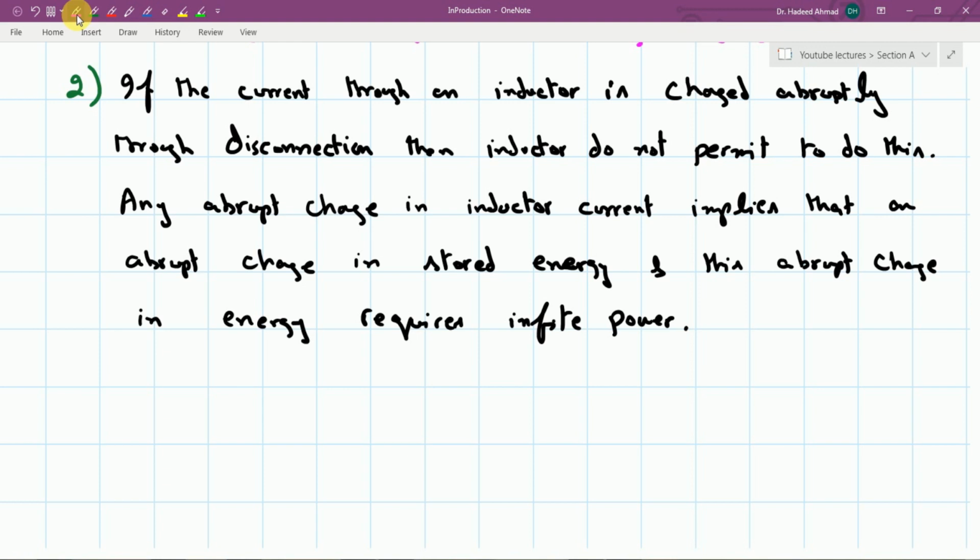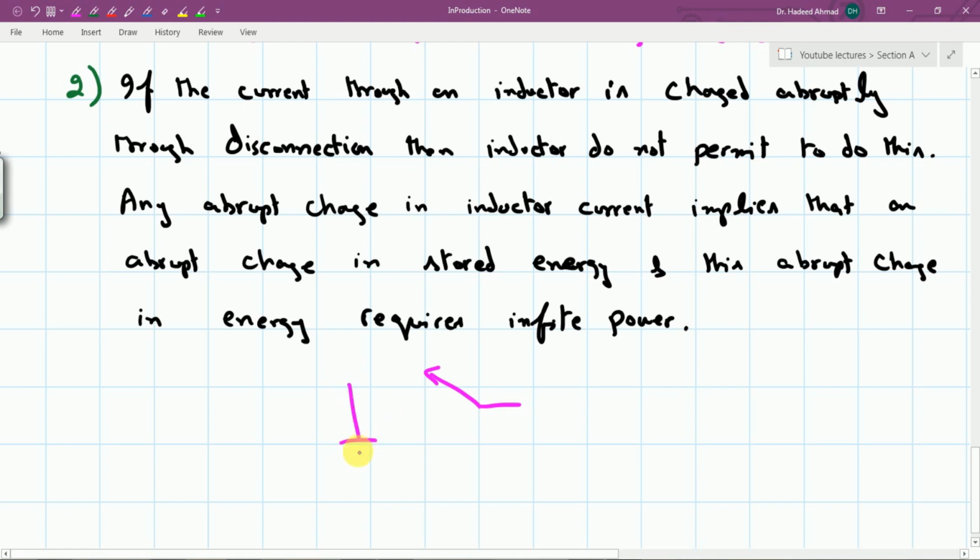For example, in a DC to DC converter, in order to prevent this phenomenon from happening, the pole of a switch is always connected with the inductor, because the inductor does not allow sudden change in current, and an inductor is never to be open circuited. And to avoid that, the pole of a given switch, for example, we have a switch here, this is the throw and this is the pole.